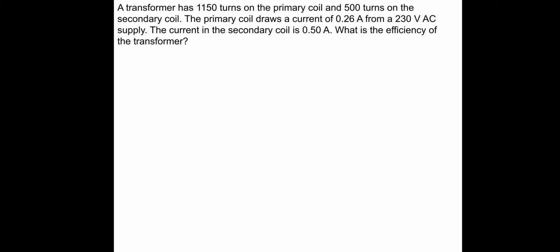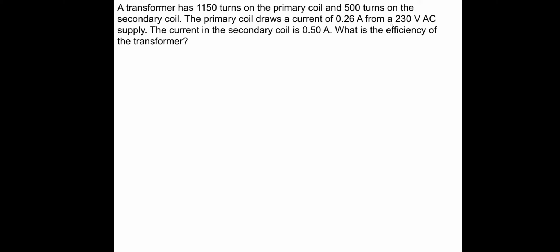So let's pause and have a go. A transformer has 1150 turns on the primary coil and 500 turns on the secondary coil. The primary coil draws a current of 0.26 amps from a 230 volt AC supply. The current in the secondary coil is 0.5 amps. What is the efficiency of the transformer?